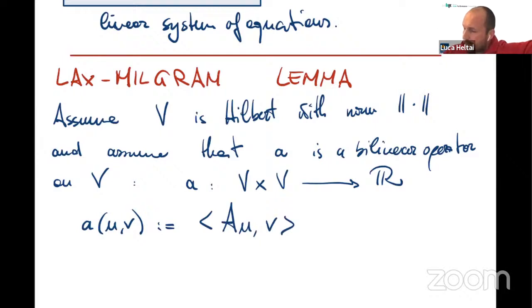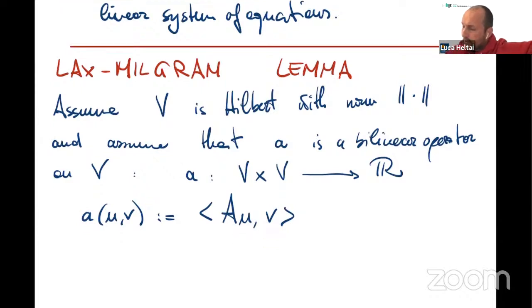Okay, so this object, A U, is an object of V prime. When I evaluate this object of V prime on the test function V, I get a real number. And A is a linear operator in U. So if I look at this as an operator on pairs U, V, then the resulting operator is a bilinear operator. So it's linear in both entries, both in U and in V.